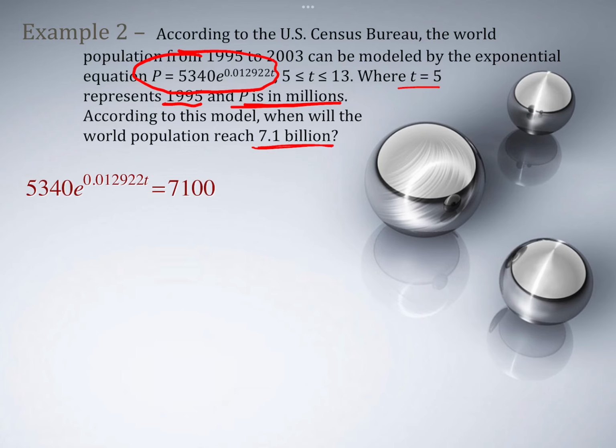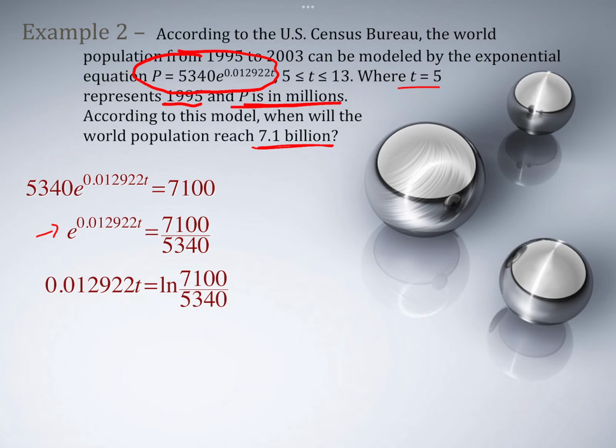And then we just plug that in, and then we're going to use all the rules that we've learned to solve this. So the first thing we'll do is divide by 5,340. You can simplify that. I recommend simplifying it. I did not on here, but you can. Rewrite it in log form. So since it's an e, we have to use our ln. So ln of 7,100 over 5,340 equals our 0.012922t. Again, then we would need to divide.